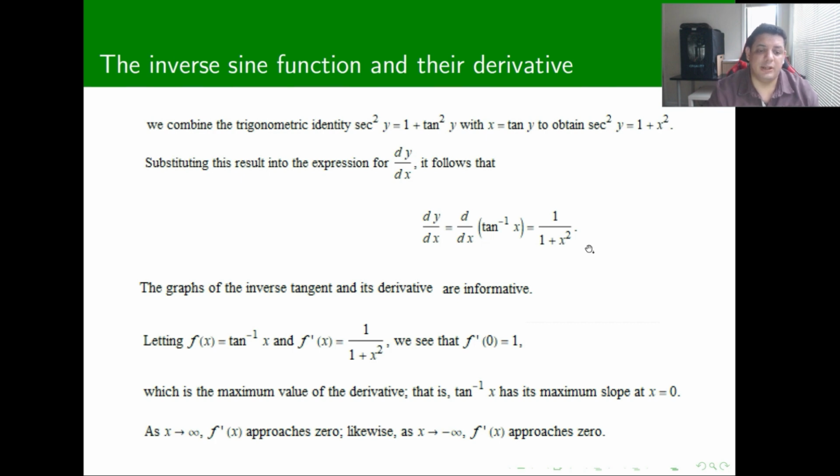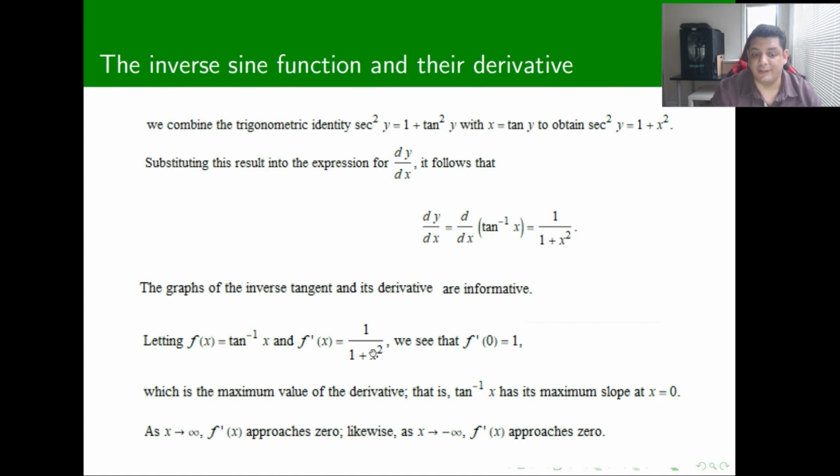Now, remember that the graphs of the inverse tangent and the derivative are going to be very informative of the behavior. Notice if f of x is tangent to the minus 1, f prime is going to be 1 over 1 plus x squared, and the derivative at 0 is going to be 1. That's going to be the maximum value of the derivative, so we're going to have the maximum slope at x equals 0.